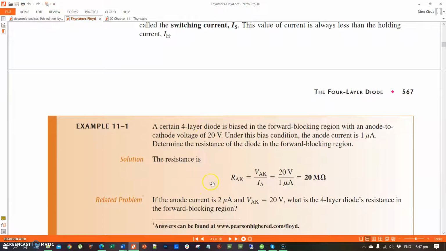If you are familiar with Ohm's law, voltage is equal to current times resistance. Using that formula, you can now solve for the resistance from anode to cathode. So we have RAK is equal to VAK over IA. So 20 volts divided by 1 microampere is equal to 20 megaohms.